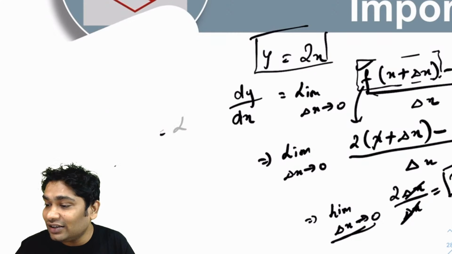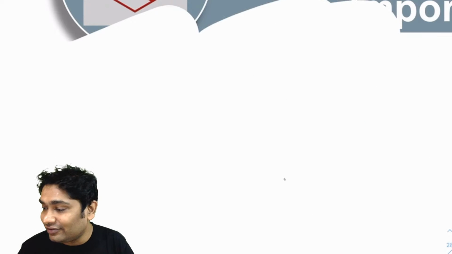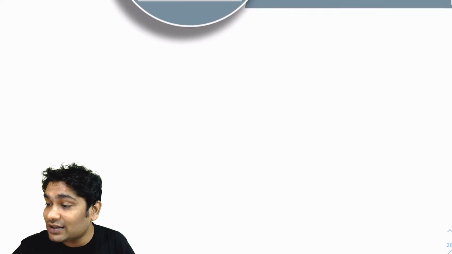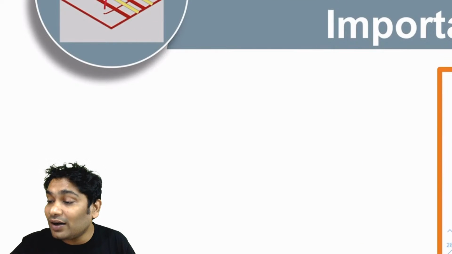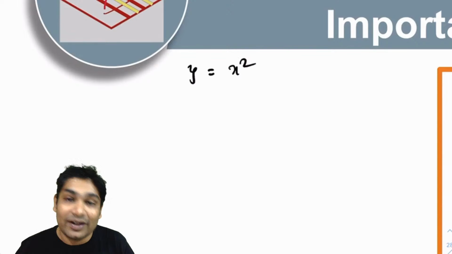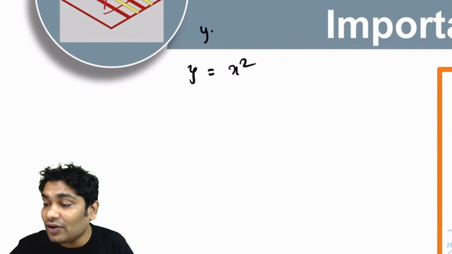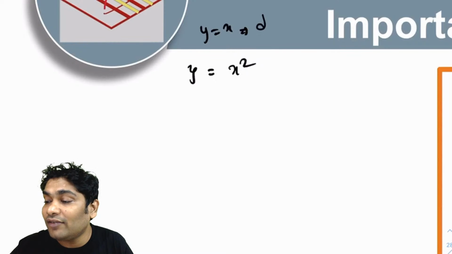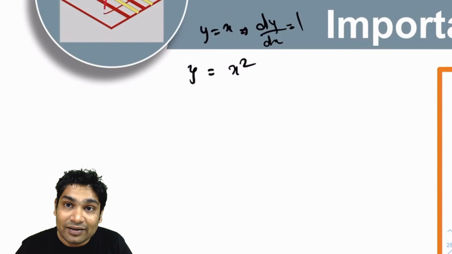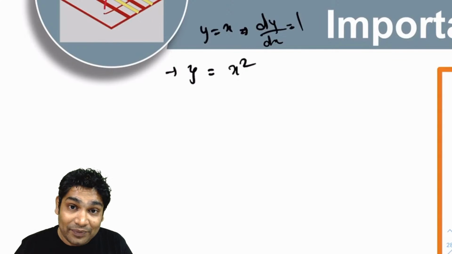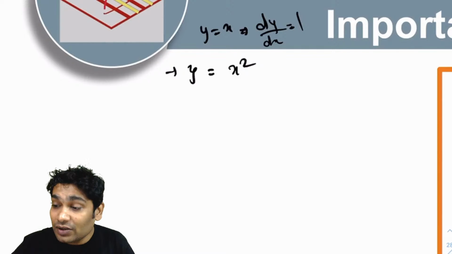Now let's take another look. Let's try another graph, y equals x square. Or initially, let's say if you had y equals x, then I would have found dy by dx as 1. Right, the slope would have been 1. Now let's talk about y equals x square. How much is the slope at any point? So I know the graph looks like this.